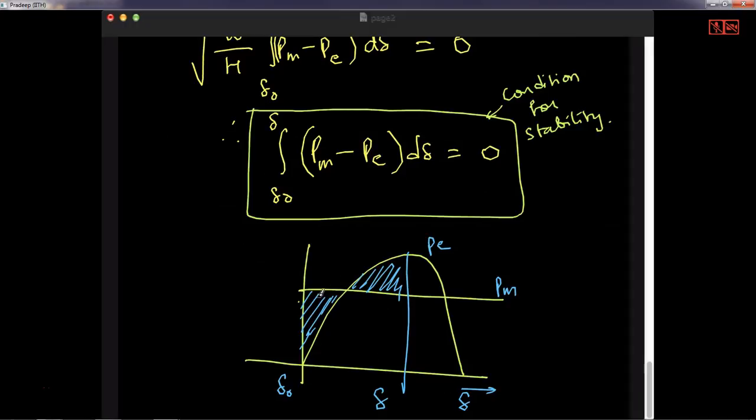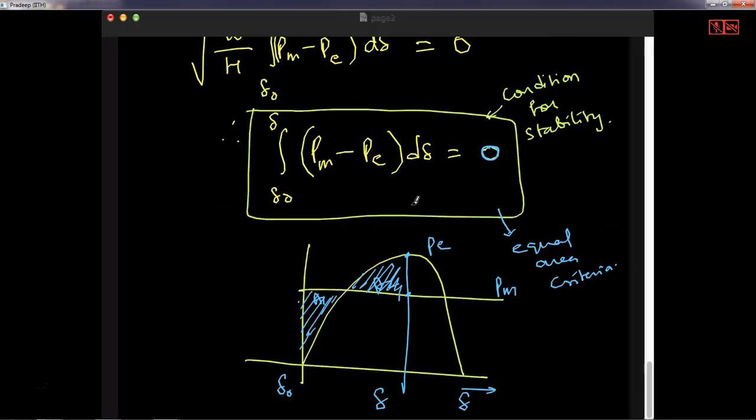Between these two, I have area 1 and area 2, where one is the negative area and one is the positive area. These two areas should cancel out each other so that the final value is 0. Then the machine is under synchronism. Otherwise, it is not under synchronism. So that is the equal area criterion. From this, we also get the equal area criterion of the machine.